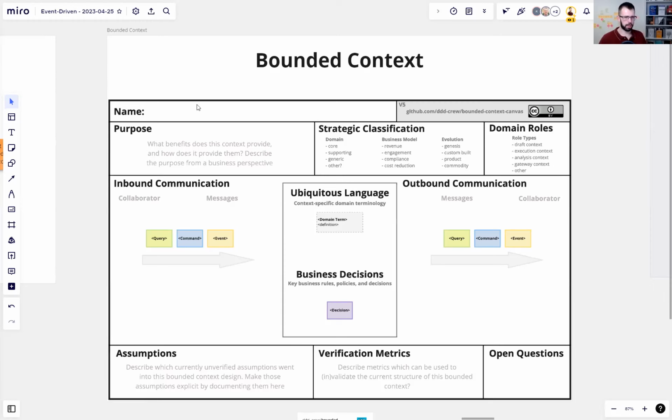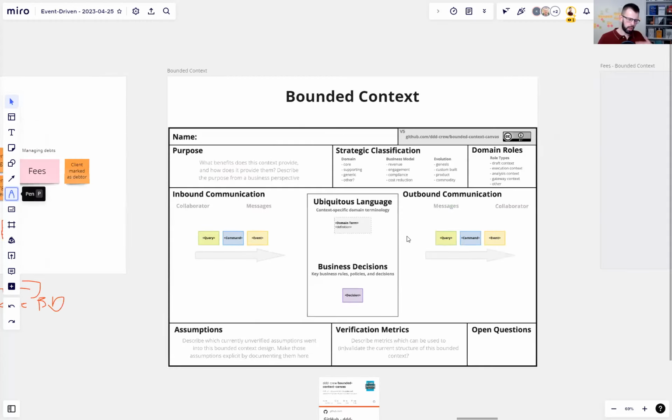So it's not only about some technical separation, but also about the purpose, about some strategic classifications. What are the domains there? What's the evolution step? What are the domain terms inside of the bounded context? So it's a very good way to start the discussion in our team about whether and how the single module transforms into a bounded context.